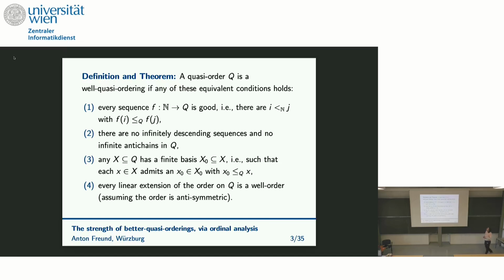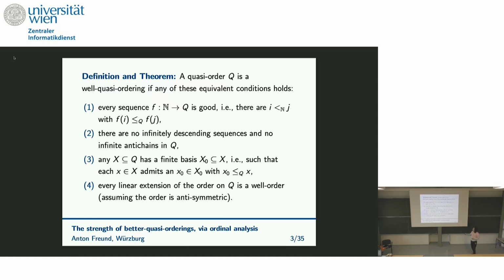And in this case here, you don't get a single minimal element, but whenever you have a subset of your order, then you demand that there is a finite basis. So what basis means is that any element in your subset has a lower bound that belongs to this basis. So it's not a unique minimal element, but you have minimal elements and you only have finitely many of them.